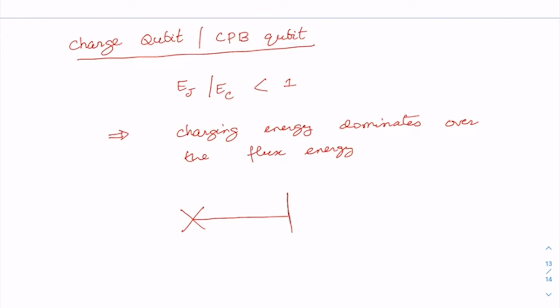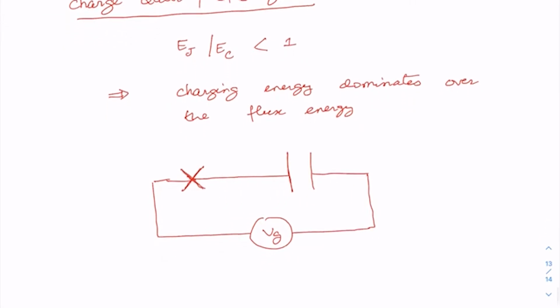This is one plate of the capacitor, this is the other plate of the capacitor, and this is the Josephson junction. Then they are connected by a gate voltage, say Vg. So this is the diagrammatic representation of a charge qubit, and sometimes some people also represent it in this form. This is the CPB, or charge qubit, because in this case the charge contribution to the energy dominates over the flux.